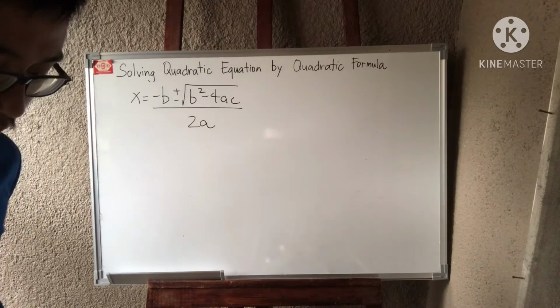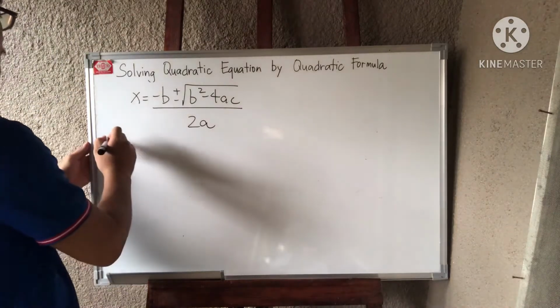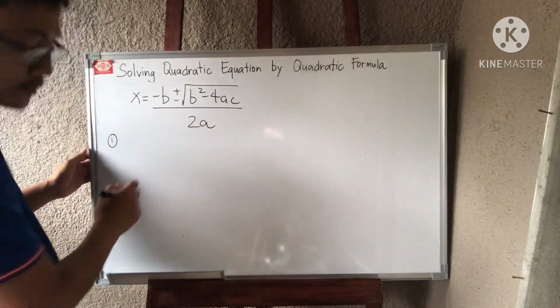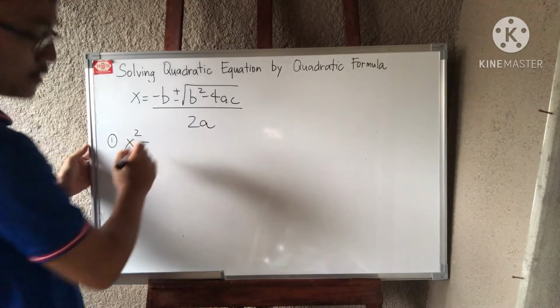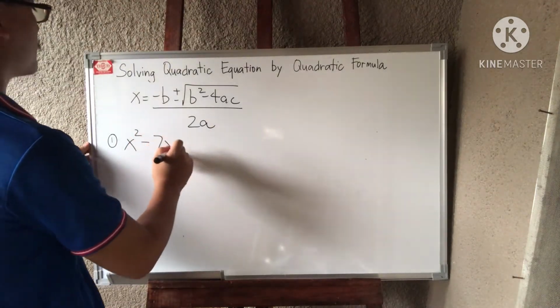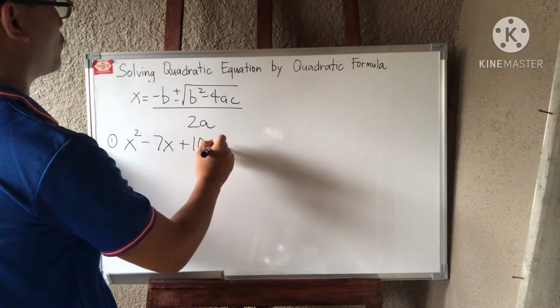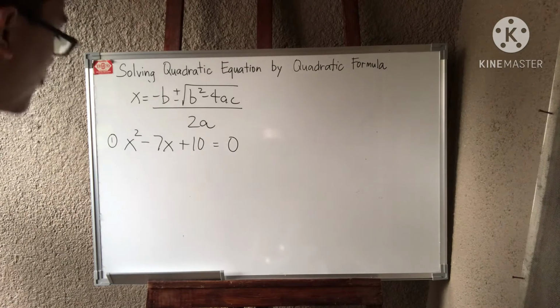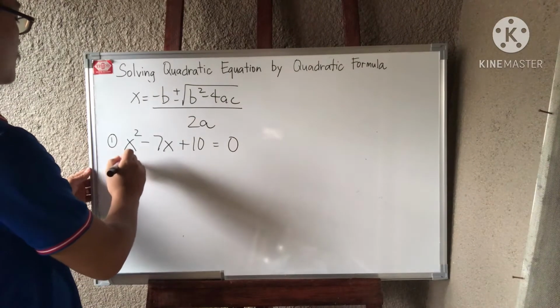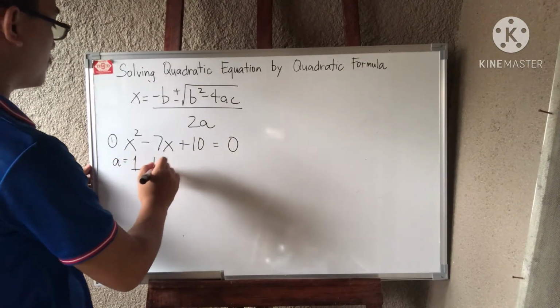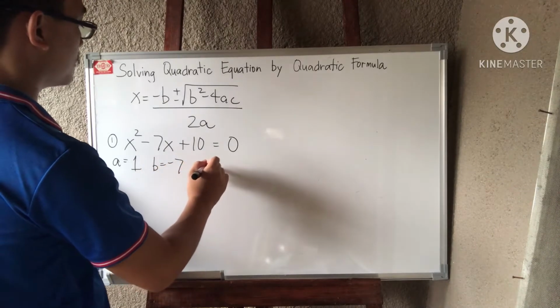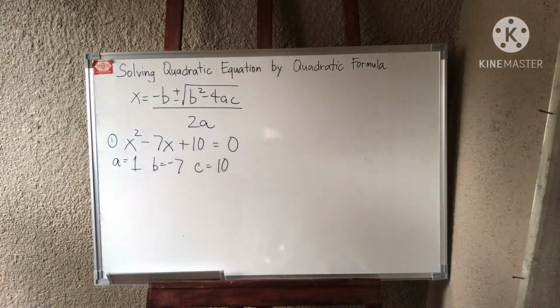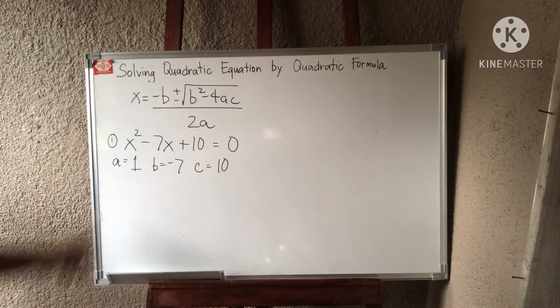Okay. So let us have the first example. We have x squared minus 7x plus 10 equals 0. So naka-standard form na siya, no? So, ang first step niyan is we get the values of a, b, and c. In this case, a is 1, b is negative 7, c is 10. Ayun lang, ginawa lang natin yung values ng a, b, and c. Then, plug in na natin siya dun sa quadratic formula natin.